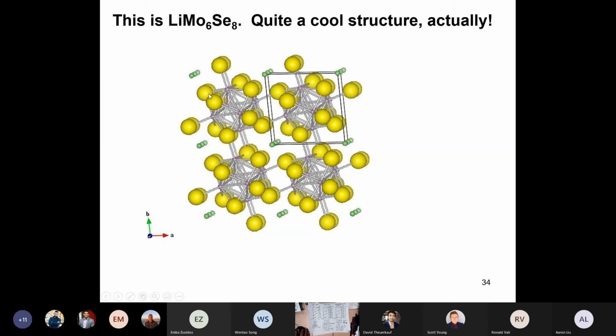And this is a bizarre structure in that you have these clusters of Mo6Se8. It's a cluster, and then it's just linked from molybdenum to selenium next to the next cluster. So it has these clusters. They're almost cubes, slightly distorted cubes. And then in between them, or on the corners of the cubes, are where you find the lithium atoms.